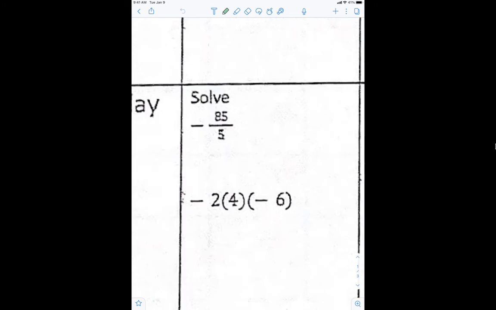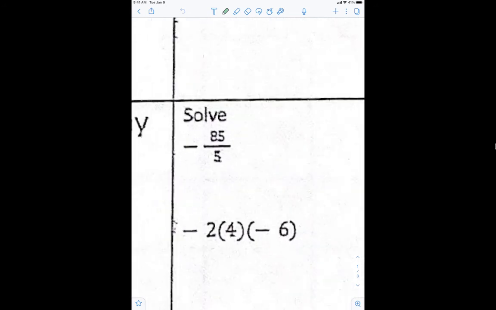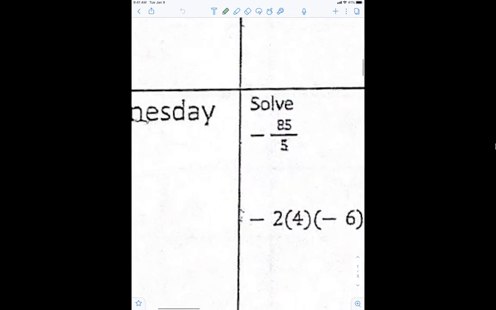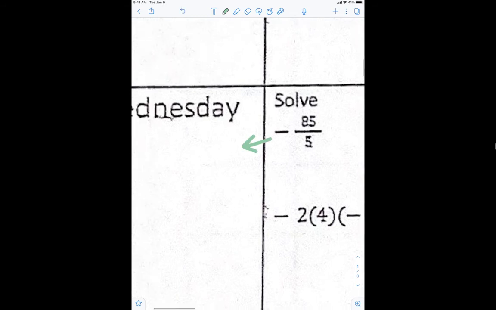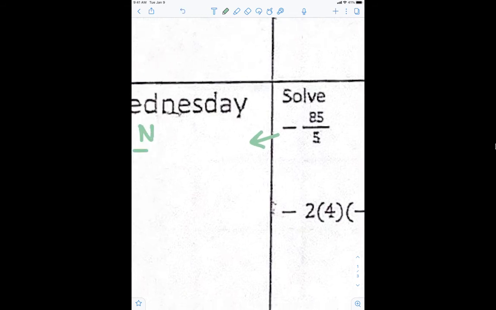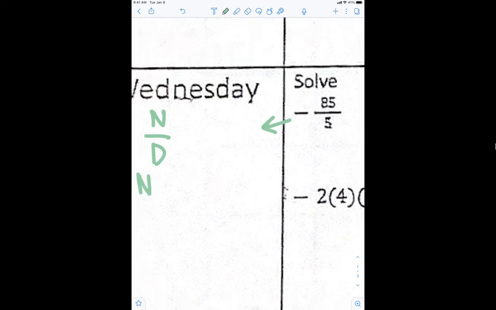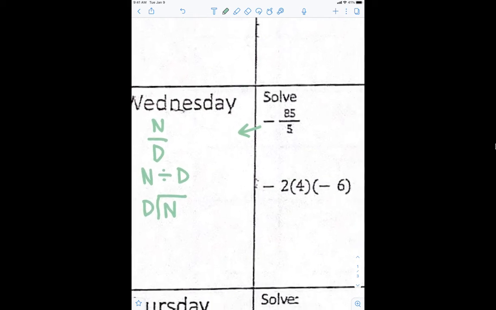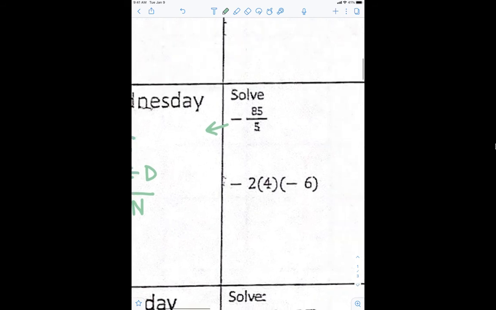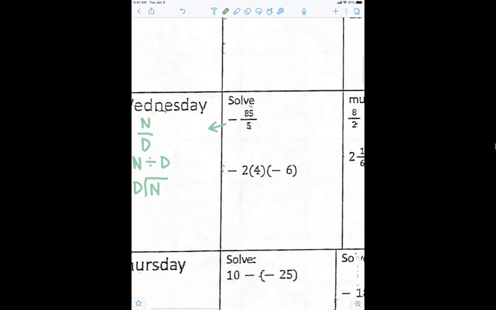So, I've got this negative 85 over 5. Remember the three forms of division we have with Ned and the donkey? We can have Ned riding the donkey, Ned can be leading the donkey, and then Ned always goes in the house and the donkey always goes outside. So if we were solving this, we can go ahead and put Ned in the house. So 85 is my Ned because Ned's always riding on top. And then 5 is my donkey.